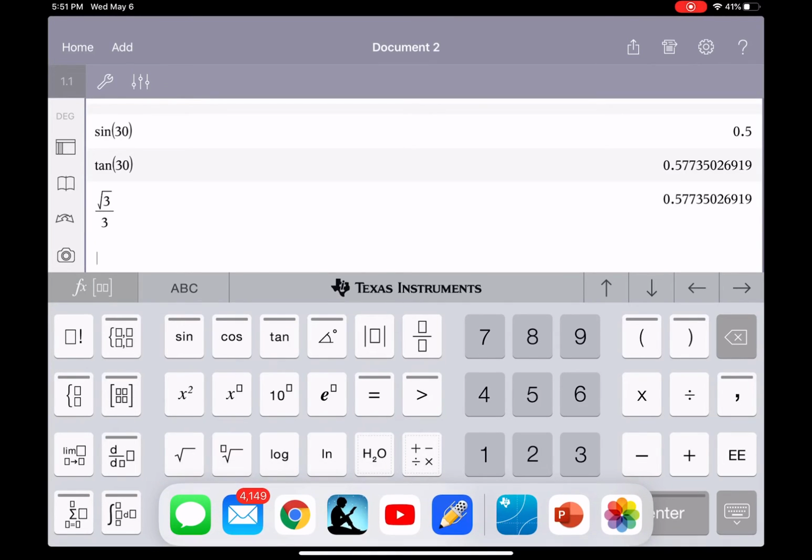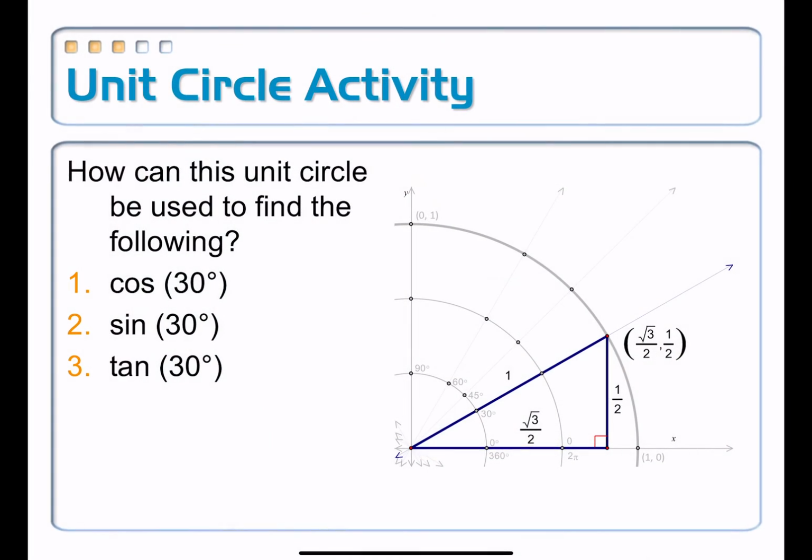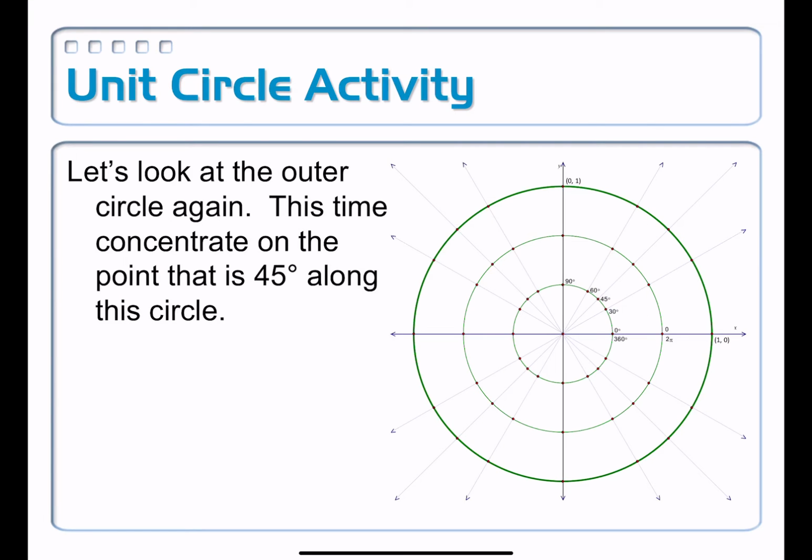This is why we use it. This is why we love the unit circle. Okay, but, you know, there's more to it than just that point. There's lots of points on there. Let's look at the outer circle once again.